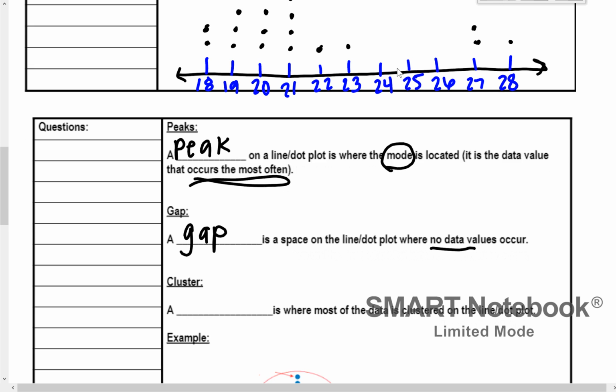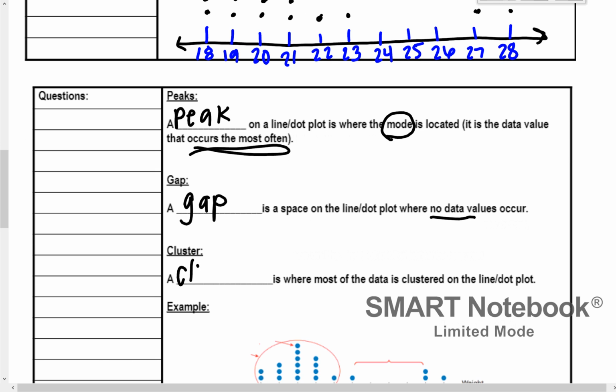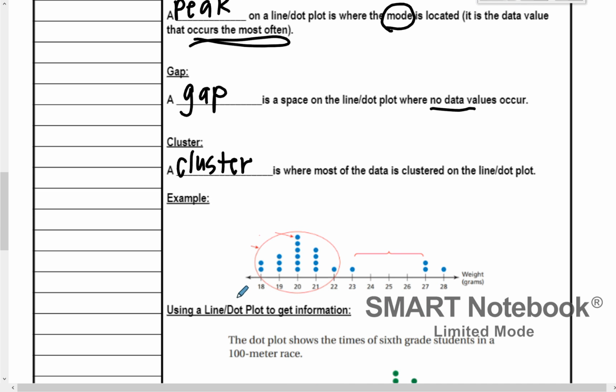Okay, a cluster is where most of the data is clustered on the line or dot plot. Okay, let's look at this example below and let's label the peak, gap, and cluster. I want you to try. You can use your notes, you can use those definitions, you can reference back to those words. Okay, but I want you to try to label what is this arrow pointing to, what is this arrow pointing to, and what is this space pointing to. Okay, so label those three words somewhere on these lines: peak, gap, and cluster.